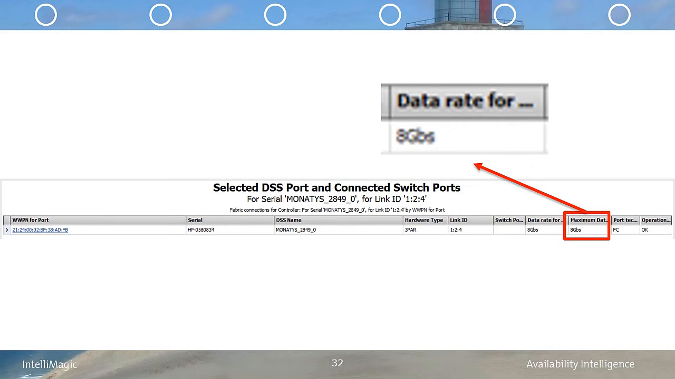The port speed is rated at 8 gigabits per second. The current peak is around 185 megabytes per second, or 1.85 gigabits per second. So the port is currently operating at about 25% of its bandwidth.